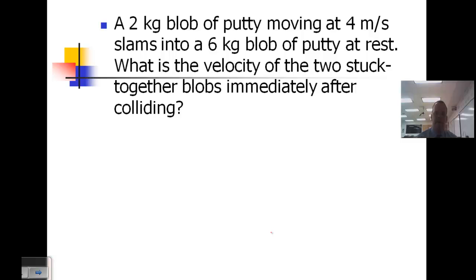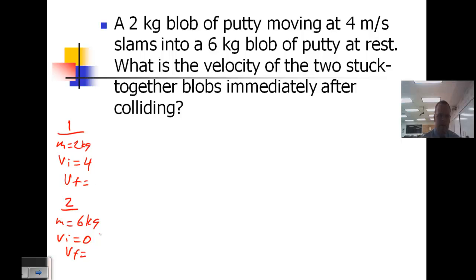A 2 kilogram blob of putty moving at 4 meters per second slams into a 6 kilogram blob of putty that's at rest. What is the velocity of the two stuck together blobs immediately after colliding? So we have number 1, we have number 2. Here we have a mass of 2 kilograms. Here we have a mass of 6 kilograms. Here we have an initial velocity of 4. Here we have an initial velocity of 0. We're trying to find the final velocity of both. So this is this inelastic case.